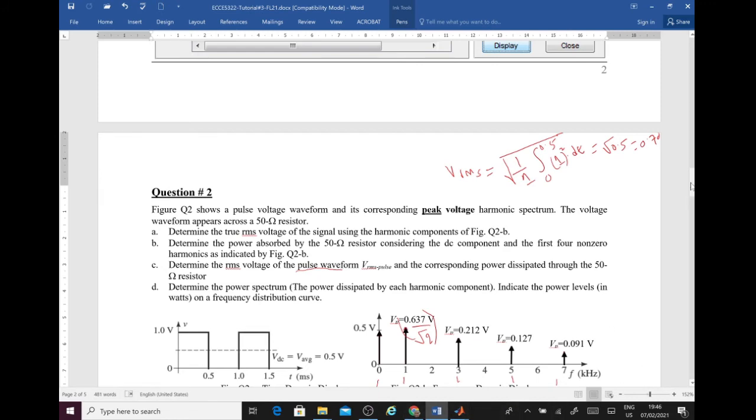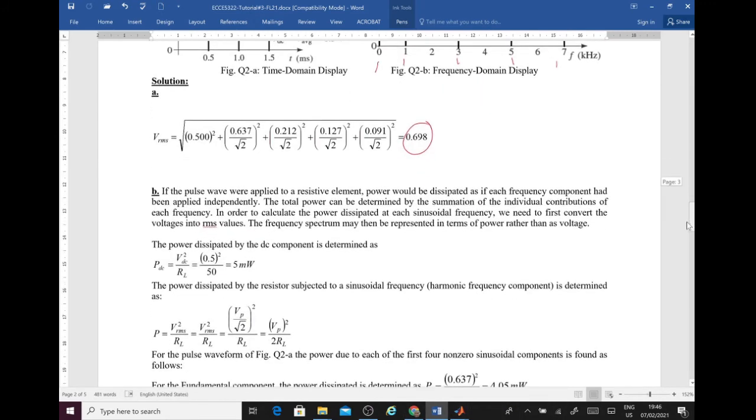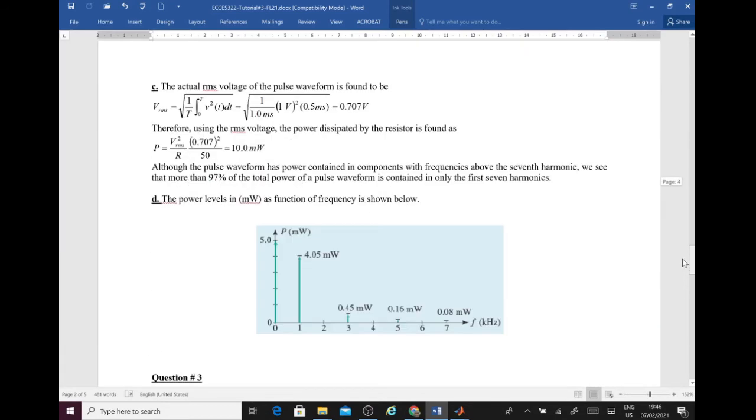And then we need to determine the power dissipated. So the power dissipated will be V squared divided by 50, that will be 10. Of course, over here we obtain 10, and when we do Fourier, we obtain 9.97. What is the difference between the two? Because in the Fourier we didn't take into consideration all harmonics. We stop at the 7th. But if we consider all, of course, we're going to have an identical result. And this is the power variation against the frequency: DC component, fundamental.